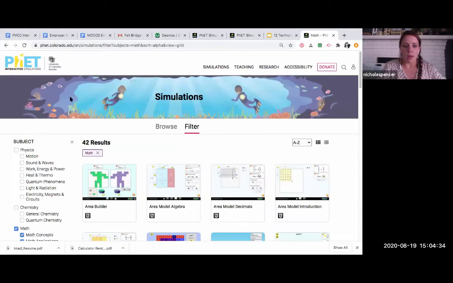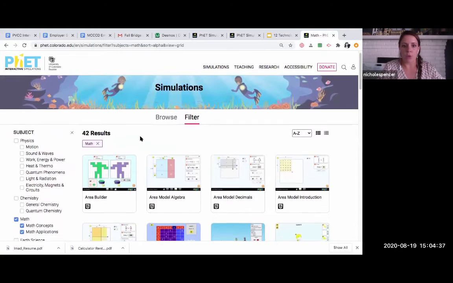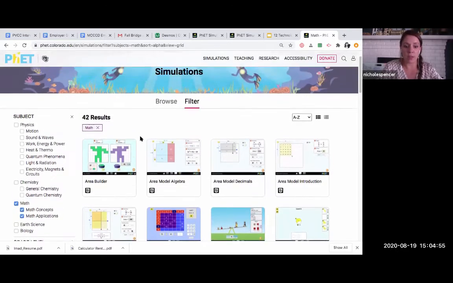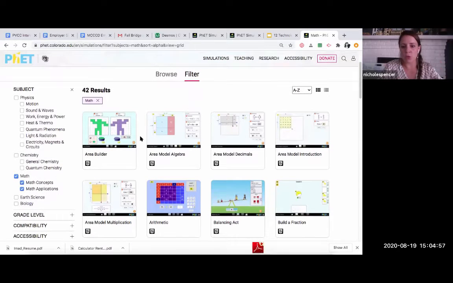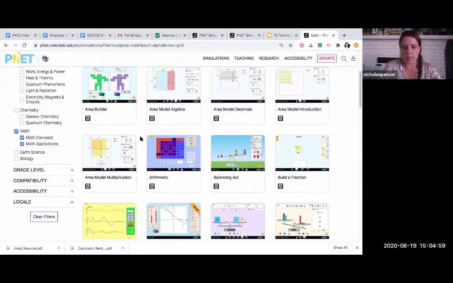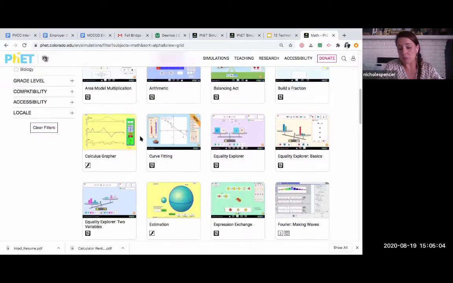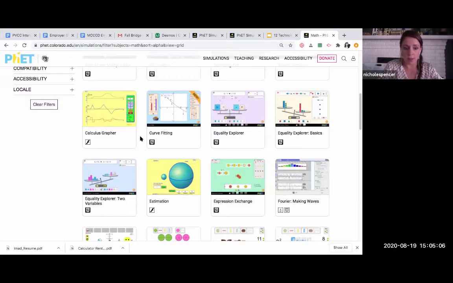I know it could be very different how you want to implement these into your class. It might be an exercise where they're playing and exploring, and then they learn the concept and have a foundation or some background knowledge, or maybe it's a tool to go along with the concept simultaneously while you're teaching it. So totally up to you. There are various ways that you can use these, but there's a ton of different simulations for different math concepts.